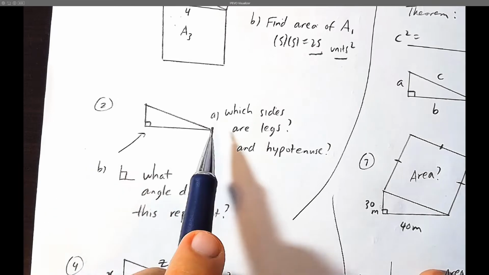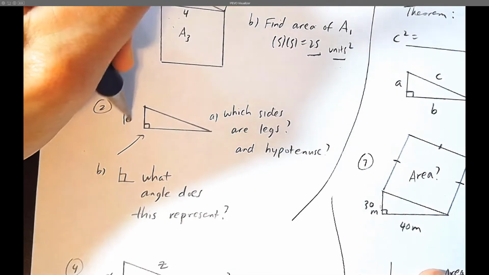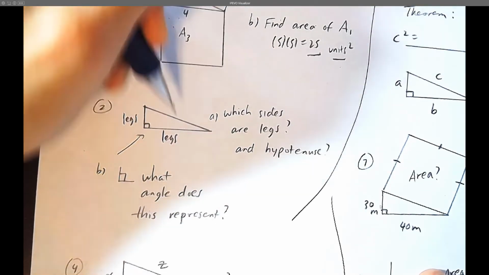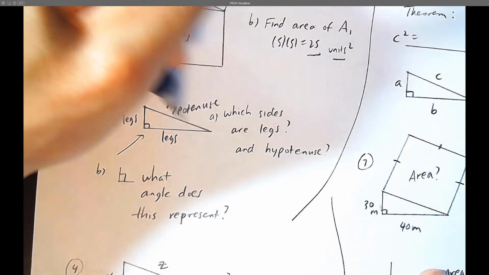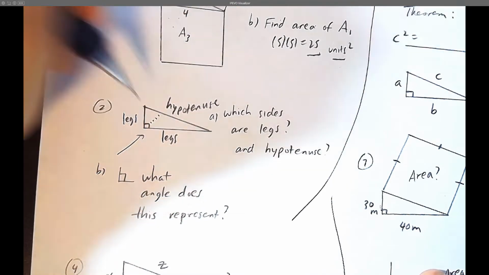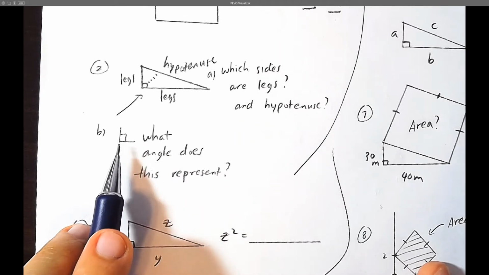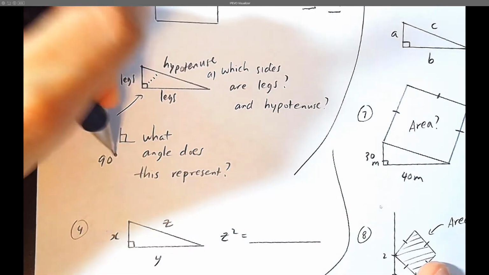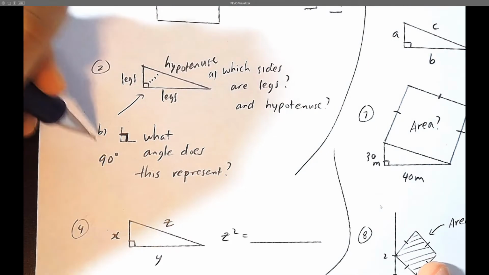Number 2, A. Which sides are legs and which is the hypotenuse? There are two legs and there's a hypotenuse. The hypotenuse is the longest side, which is opposite the right angle. What does this mean? This means 90 degrees. This little symbol here.